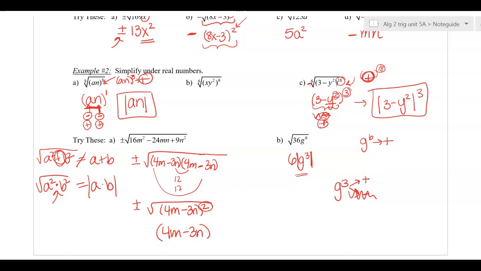Normally, I would put absolute value bars around that, but I don't need to because of the plus or minus in front. Since it's going to change positives to negatives and negatives to positives, it will end up having both quantities present.